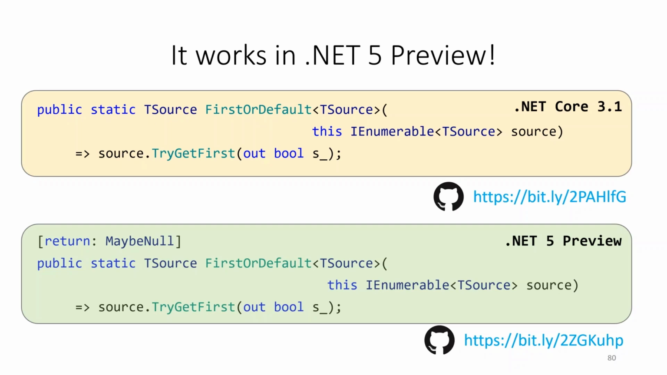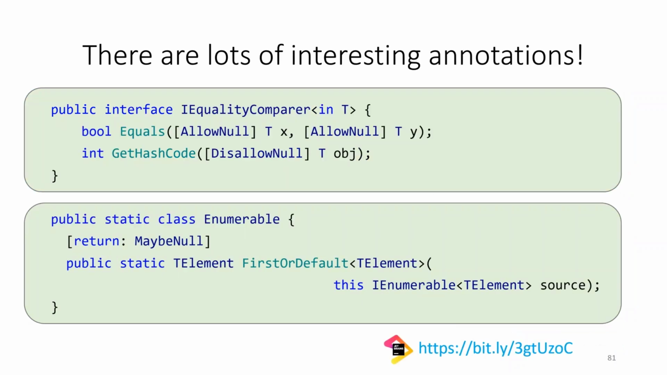And this attribute tells the compilers that regardless of what was the inferred type of the return value, it might be null and it's not safe to dereference. And there are lots of interesting annotations added to the compiler, and you can access them in System Diagnostics Code Analysis namespace. For example, there is a bunch of annotations telling the compiler where you expect null values and where you don't. For example, allow null and disallow null are used to annotate the equality comparer, and tells that regardless of which type you implement it for, you still should be able to compare values of it with null, and you shouldn't get hash code for nullable values.